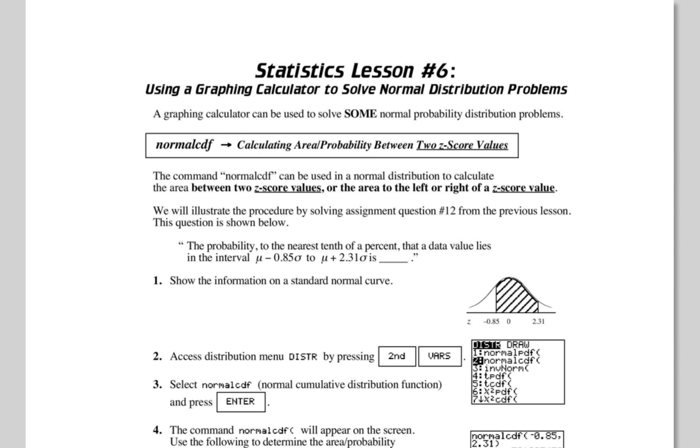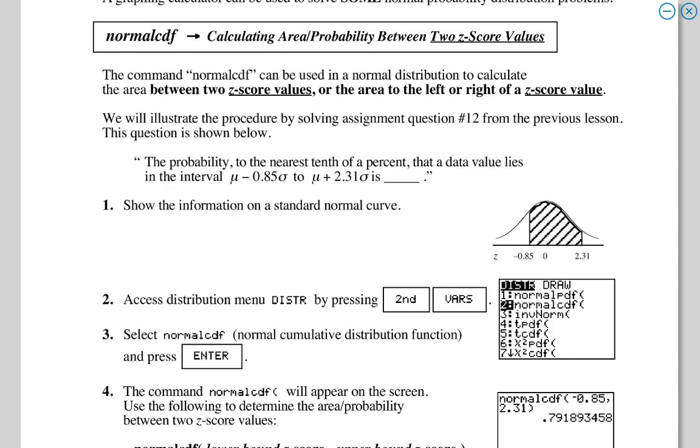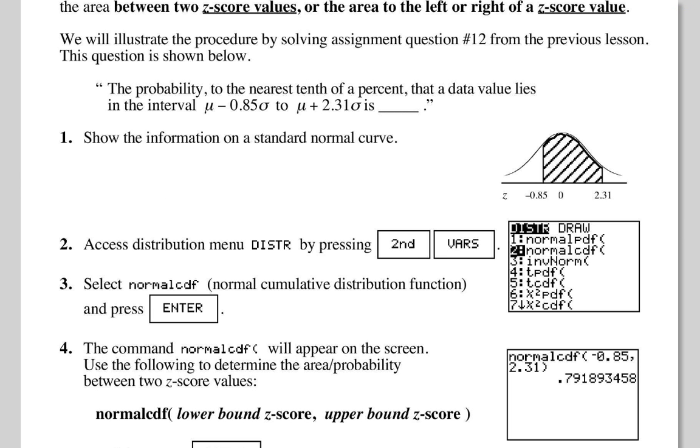All right, so let's go through this. Here's the question, and I know some of you still struggle with this one. If you have two z-scores, one on the left, one on the right, could you calculate the area between those z-scores? The past 2 days, you'd have done area big, take away area small. So you'd find the area for 2.31, and then you'd find the area for negative 0.85, and you would subtract them. So what we're going to do today is skip that step, because you can do it on the calculator.